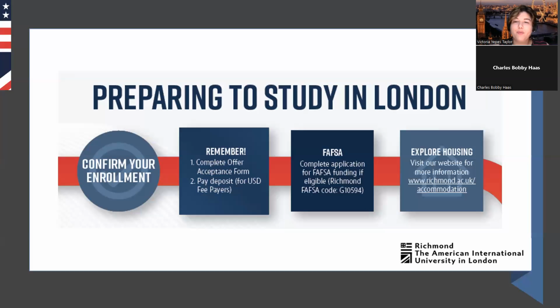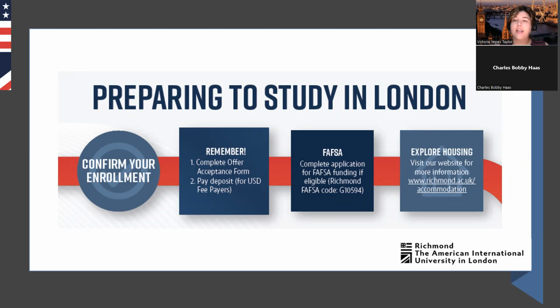Moving along, we have our FAFSA. If you plan to use any FAFSA funding, if you are eligible for FAFSA funding, there's our Richmond code right there, G10594. Definitely fill that out. You can either search for us by typing in our name or by using the code. I certainly encourage using the code because of the length of the title of the school, it's easier to search just by using the code.